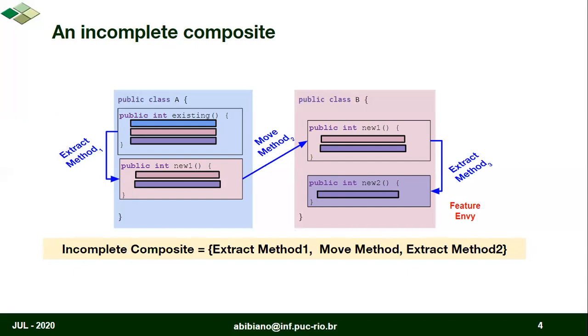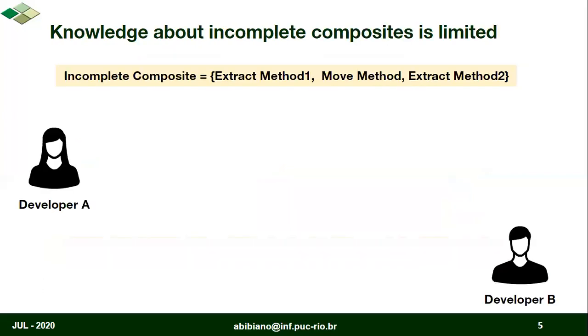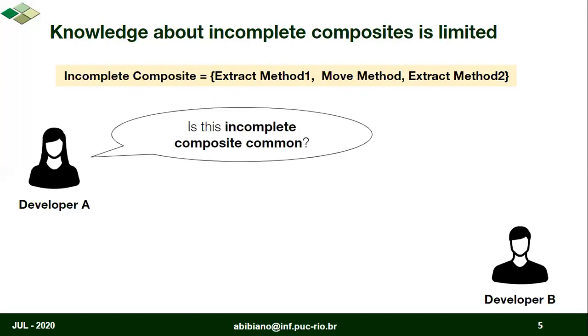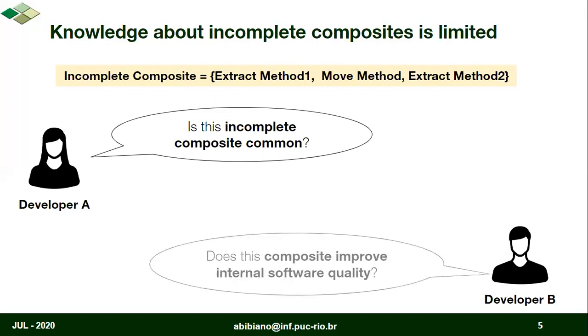We observed that this incomplete composite can improve some internal quality attributes such as coupling and cohesion, because this incomplete composite can help the separation of concerns between methods. However, the empirical knowledge about incomplete composites is limited. For example, based on that previous example of an incomplete composite, developers can have several questions. For example, is this incomplete composite common? This question is about the frequency of the application of this incomplete composite. Another question is, does this composite improve internal software quality as expected? The answers to these questions are not addressed by the existing studies.